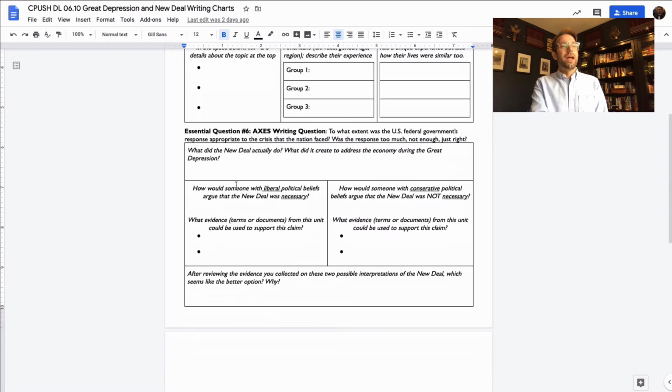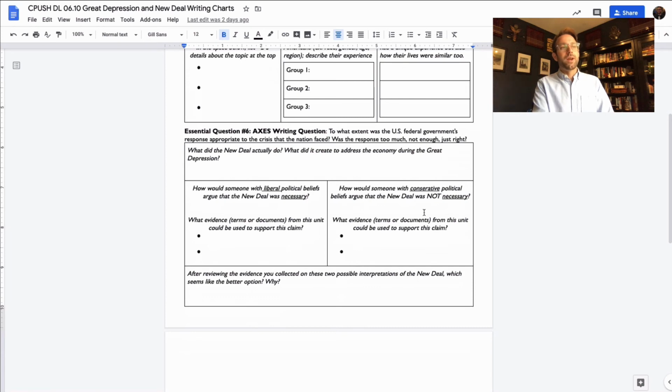And next you decide, how would someone with liberal political beliefs argue that the New Deal was necessary? Liberals believe in more government intervention, so they would say the New Deal was a good thing to do. So for this, you would need to go back to lessons number 4 and number 5 to see what are liberal ideas, right? What were their ideas being put forth? That's in lesson number 5. And then even lesson number 7, to see how people further to the left of the New Deal thought that it was necessary, but the New Deal wasn't doing enough.